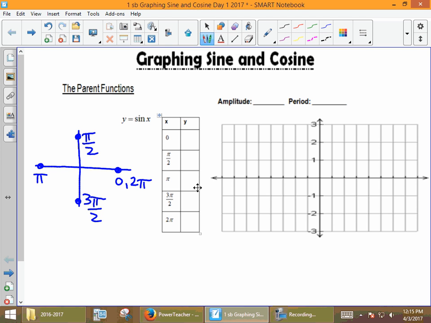So at 0, what's your ordered pair? 1, 0. Up at pi over 2, 0, 1. At pi it's negative 1, 0. And at 3 pi over 2, it's 0, negative 1.